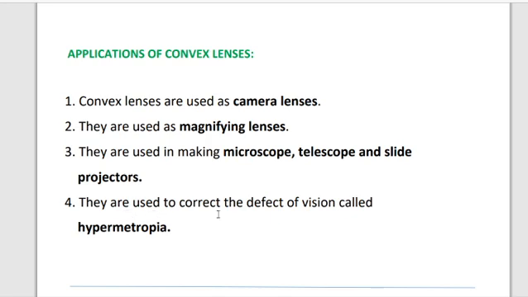They are used to correct the defect of vision called hypermetropia. Hypermetropia means long-sightedness. It is due to the shortening of the eyeball. The hypermetropia defect can be corrected using a convex lens.